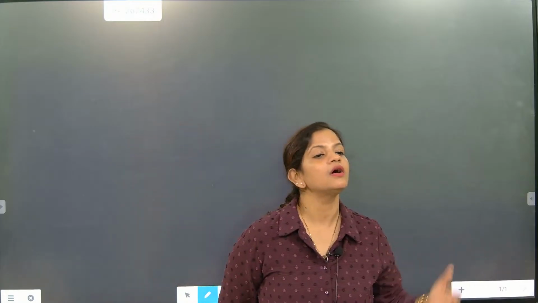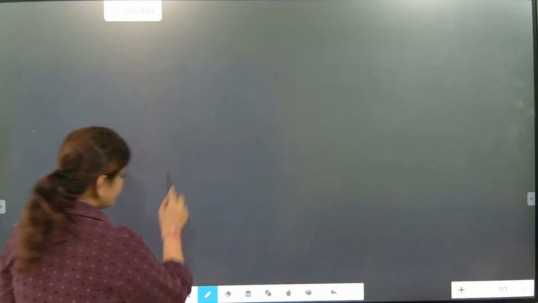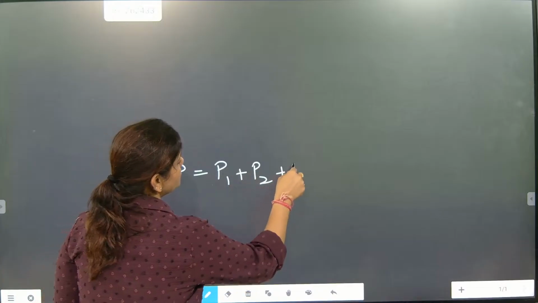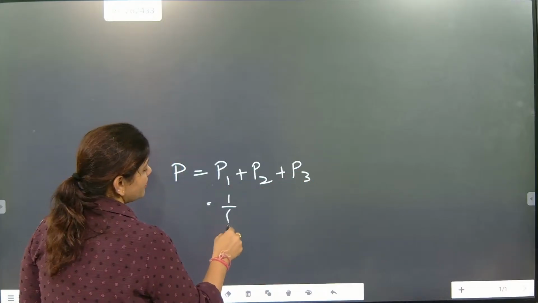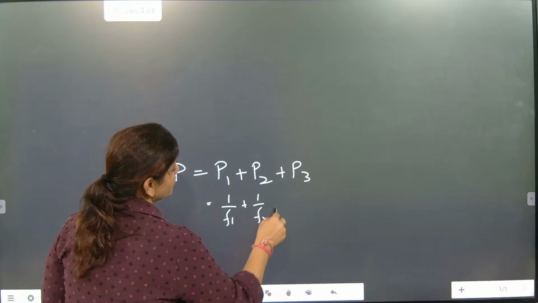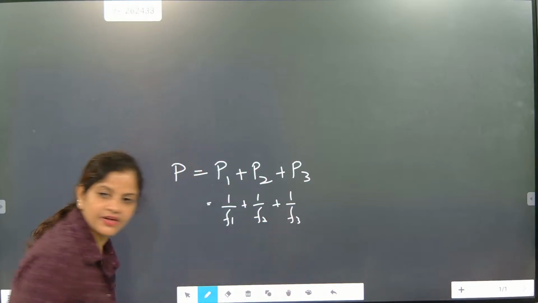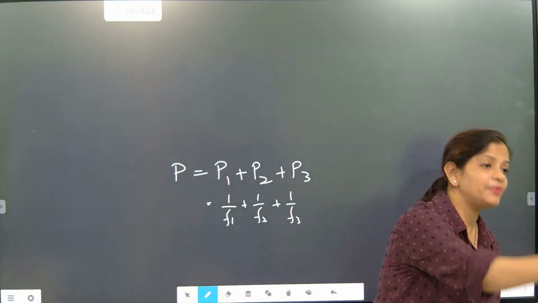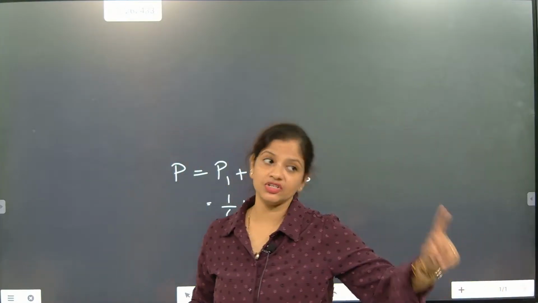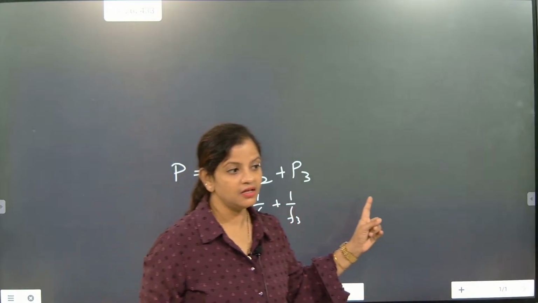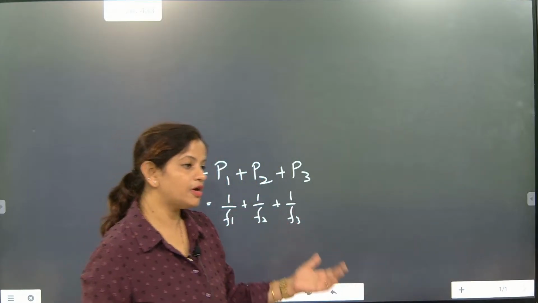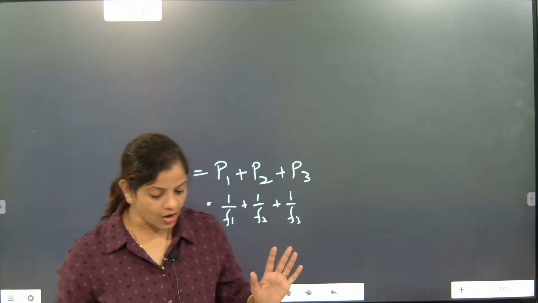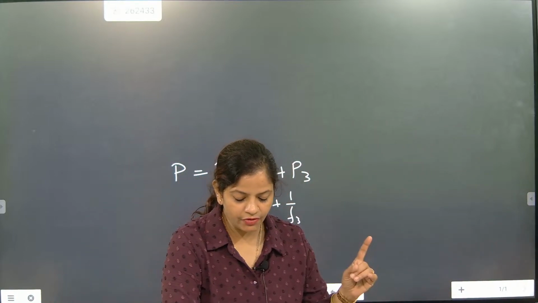What is the net power? See, when somebody asks net power, it will be P1 plus P2 plus P3. That means 1 by focal length F1 plus 1 by focal length F2 plus 1 by focal length F3. Did you understand? So net power will be P1 plus P2 plus P3. Understood? But I did mention here the same type of lens. Same type is convex lens only. For concave lens and convex lens together, the net power we have to check separately. Understood or not? So now my next question, get ready for it.